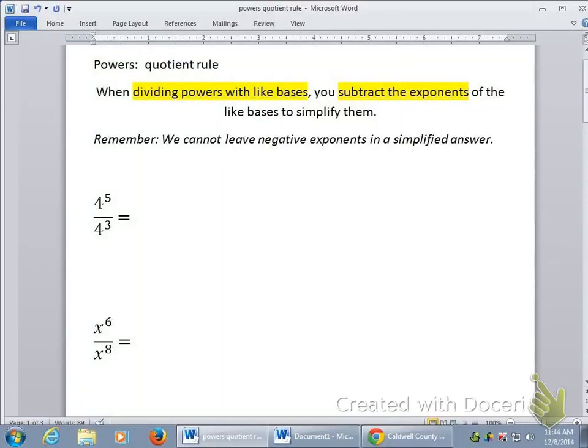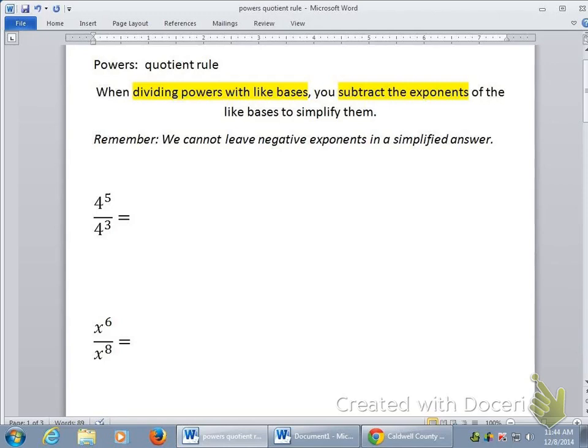Alright guys, we're going to do some quotient rule today, dividing powers that have the same base. We found out through our notes that when you divide powers that have the same base, a shortcut is to subtract the exponents, and that's really the rule we want to follow. We can do it the long way, but this rule helps us go quicker.